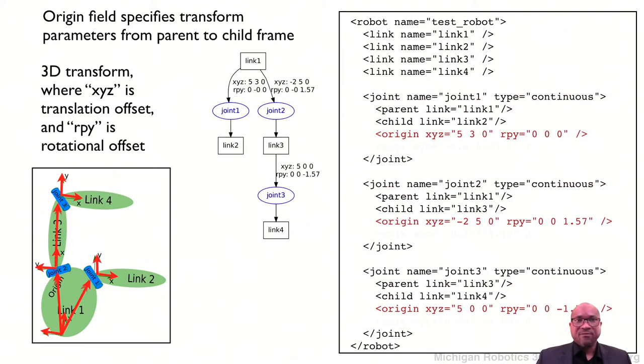We have an origin field that specifies the transform parameters from the parent to the child frame. We should note this is really the positioning of the joint with respect to its parent link. This transform consists of a translational offset, which is encompassed in the XYZ field, and a rotational offset, which is given in the RPY, or roll pitch yaw, field. This specifies the rotation and translation of the joint with respect to its parent link.